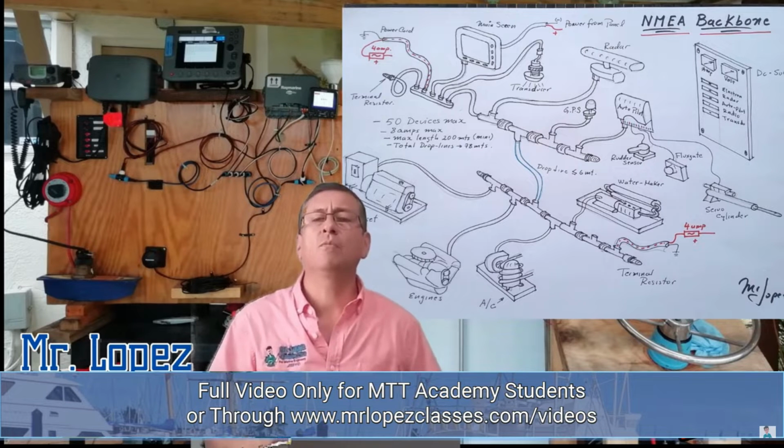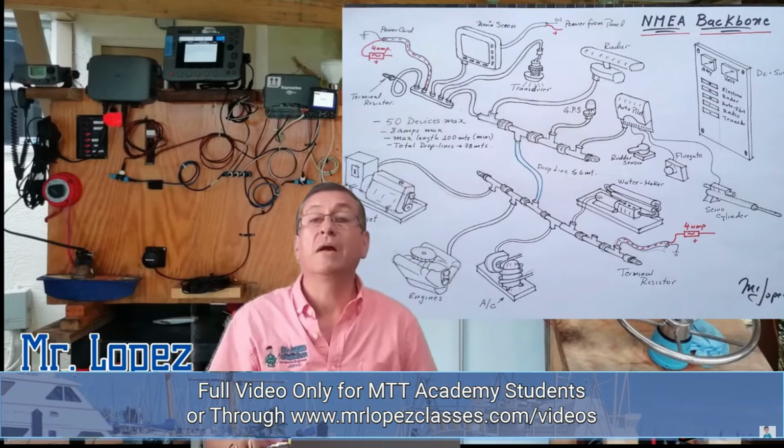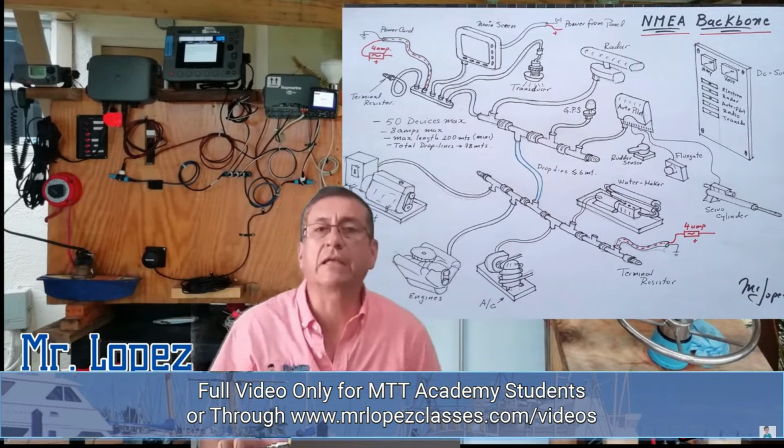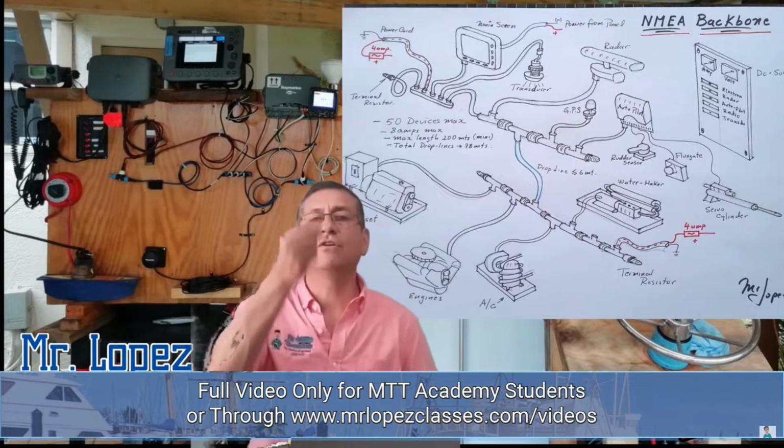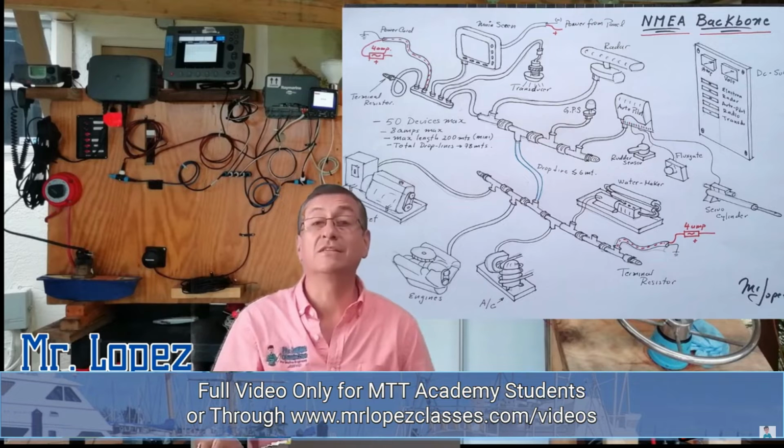About the drop lines, how much is the cumulative of all the drop lines together? The maximum, 78 meters, correct. And how much is the maximum distance of each drop line? Yes, it's 6 meters, no more than 6 meters.